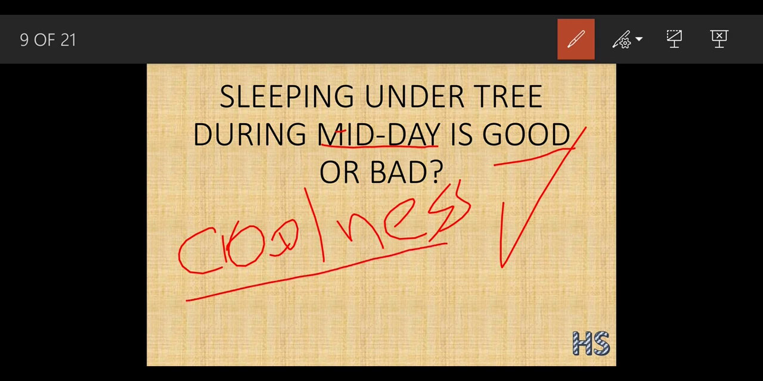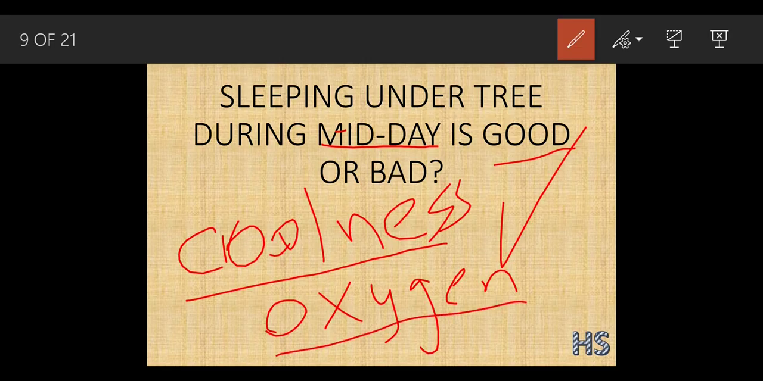It helps us maintain the atmosphere in a cool way, and it provides us with a lot of oxygen, because we know plants work in a reverse fashion: they take in carbon dioxide and release oxygen. So this oxygen during midday and the coolness effect are both accompanied together. So preferably, sleeping under the tree during midday is good.